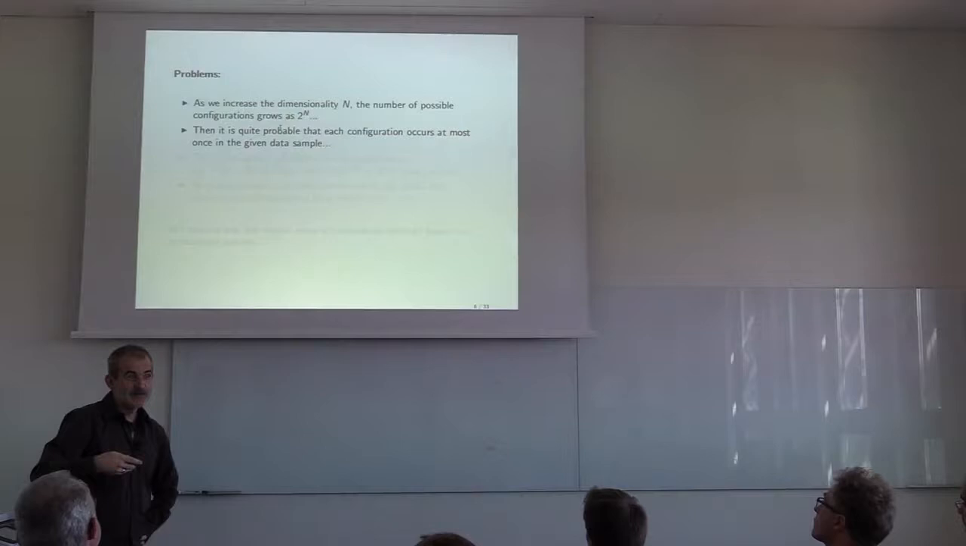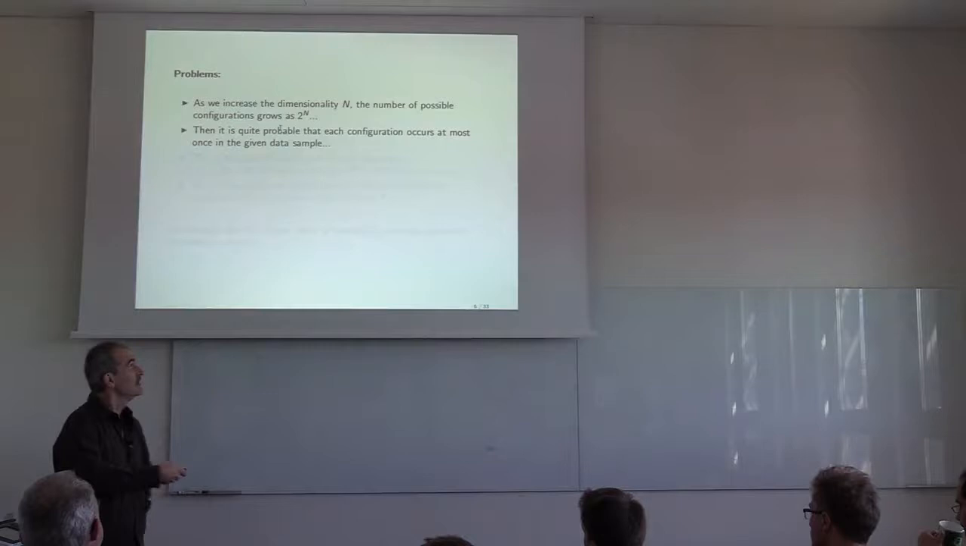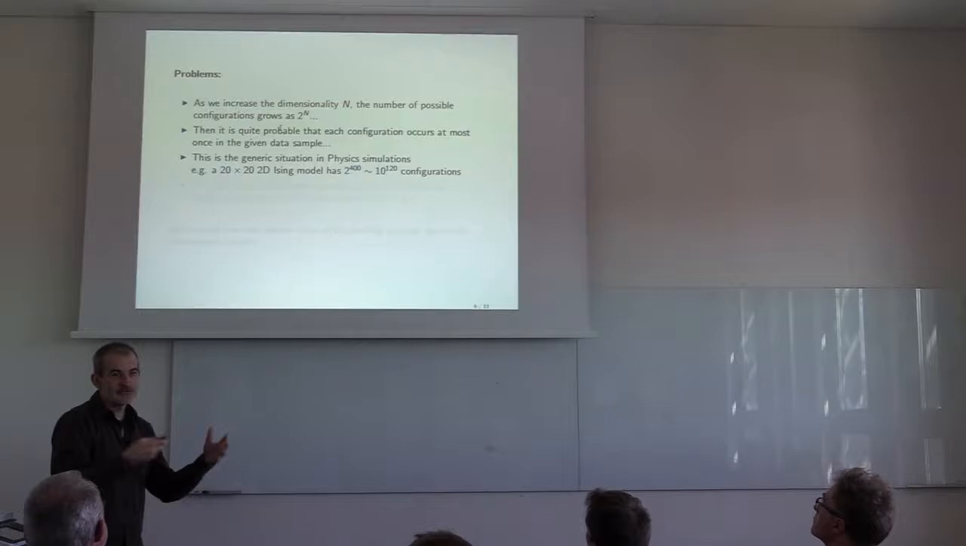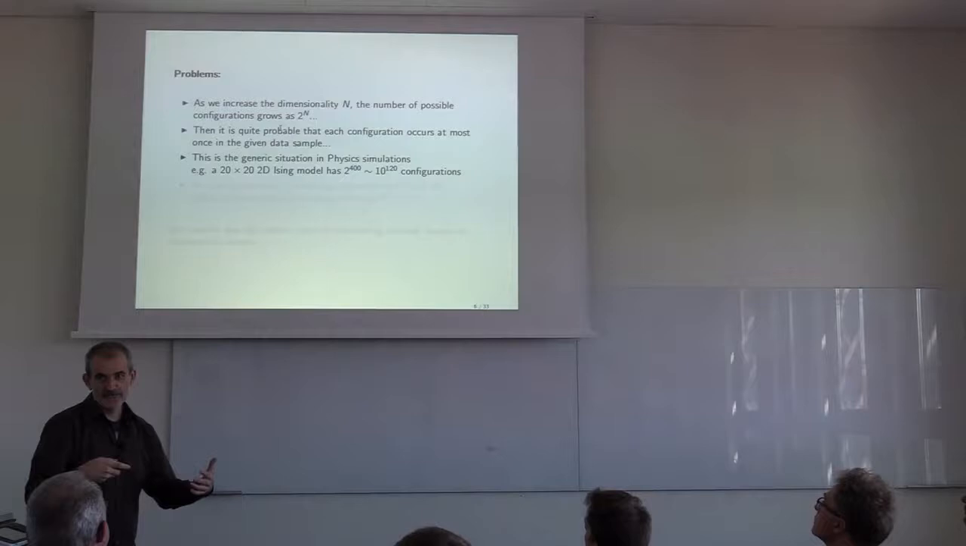And in fact, this is a very generic situation, like in physics simulations, like in Monte Carlo simulations. Because, for example, if we just take a two-dimensional Ising model on just a 20 by 20 lattice, then it has 10 to the 120 possible configurations. And therefore, if we have a small set, 10,000, 20,000 samples, then basically each configuration just appears only once.